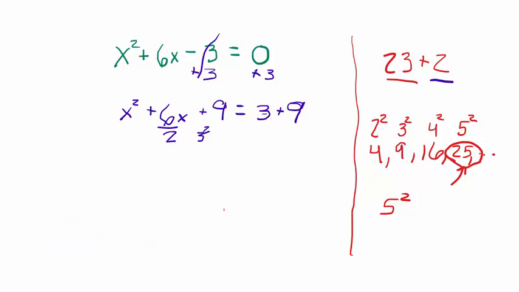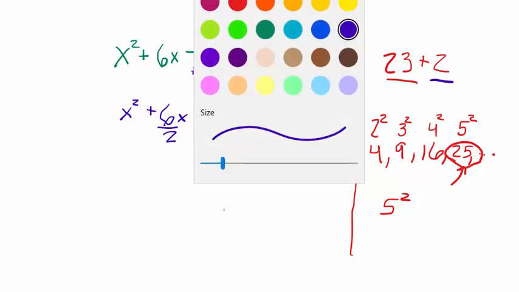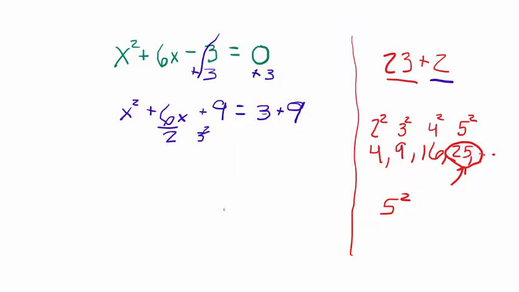And just to reiterate what I did here, let's use a different color. So all I did was I took this number 6, I divided it by 2, which is 3, and then squared that number, which is 9. Now this right here can be written as x plus 3 all squared. And then equals, of course, 3 plus 9 is 12.